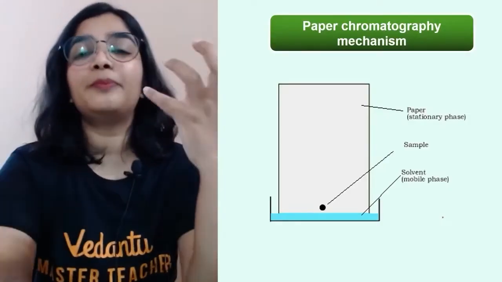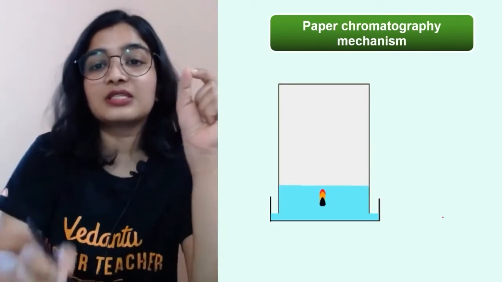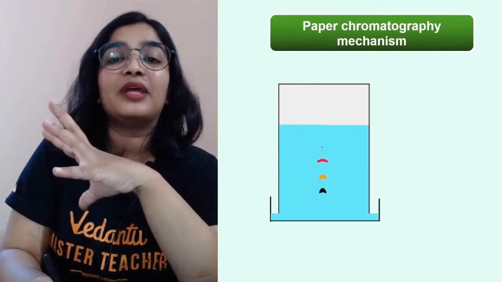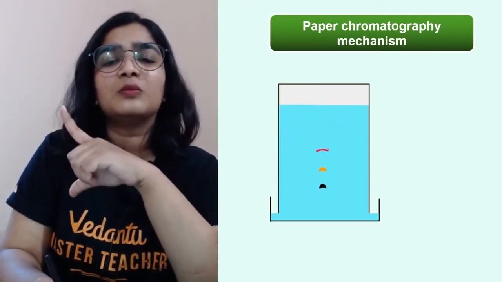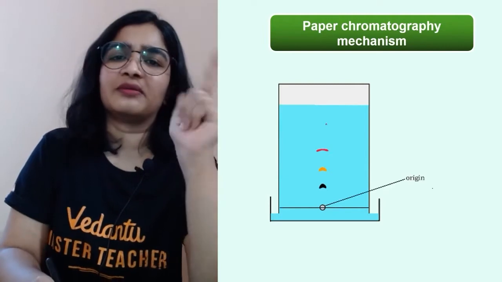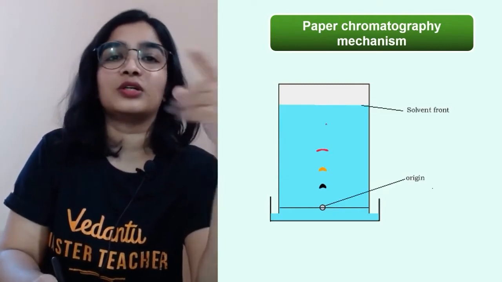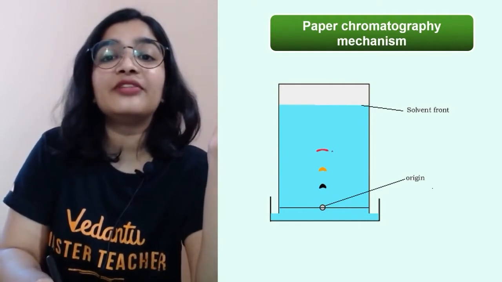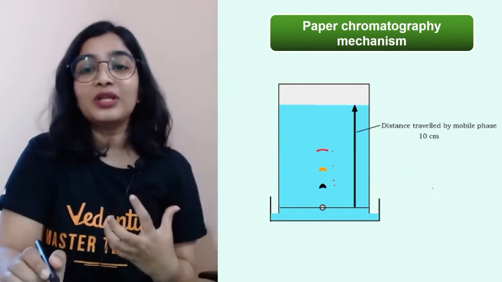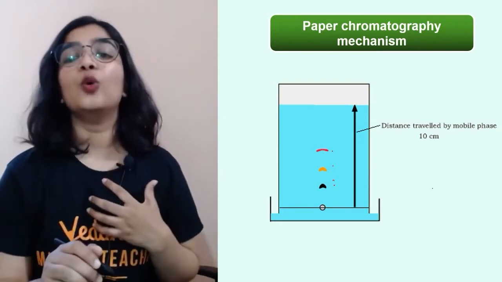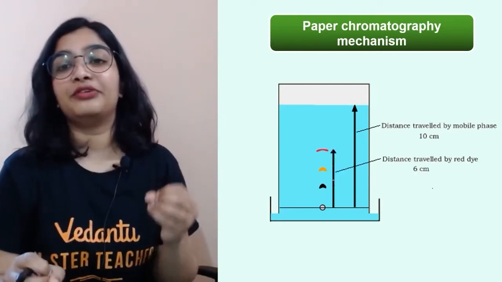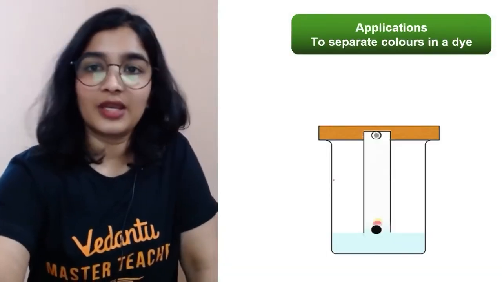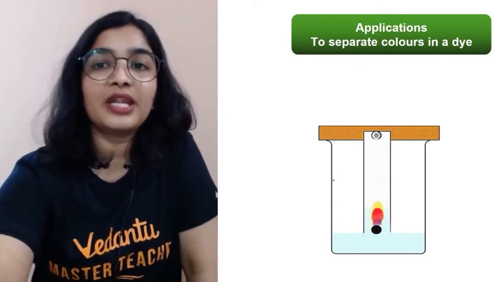So this is the paper chromatography mechanism. See, this is how the solutes or the pigments will be separated from each other. This one is more soluble, so it is just going along with the water or any solvent. This is the origin. Now I have 3 different spots, which will help me know that these are the 3 different pigments present in this color.